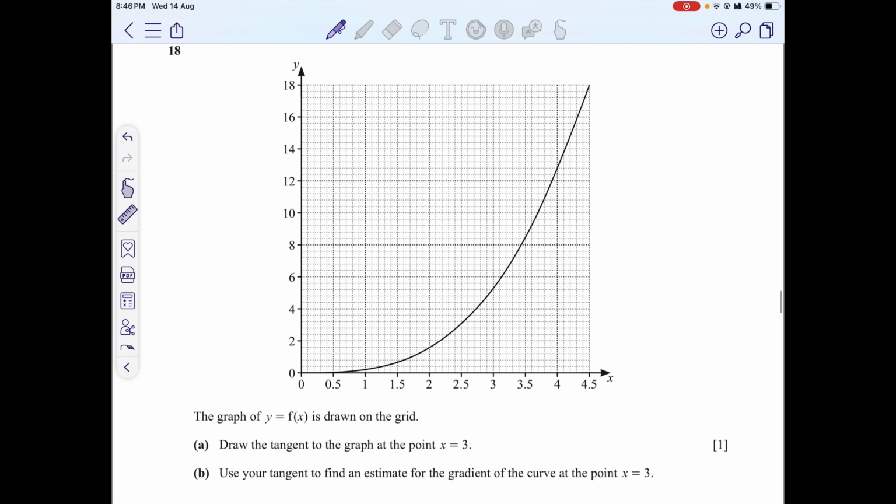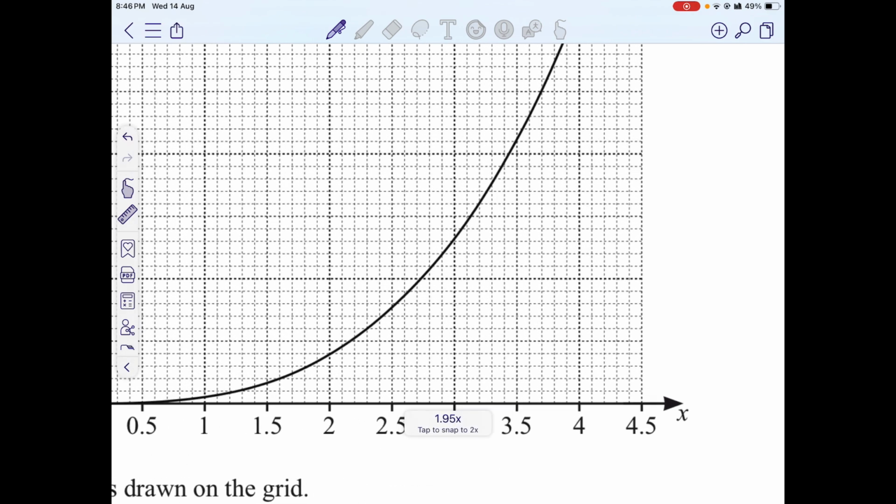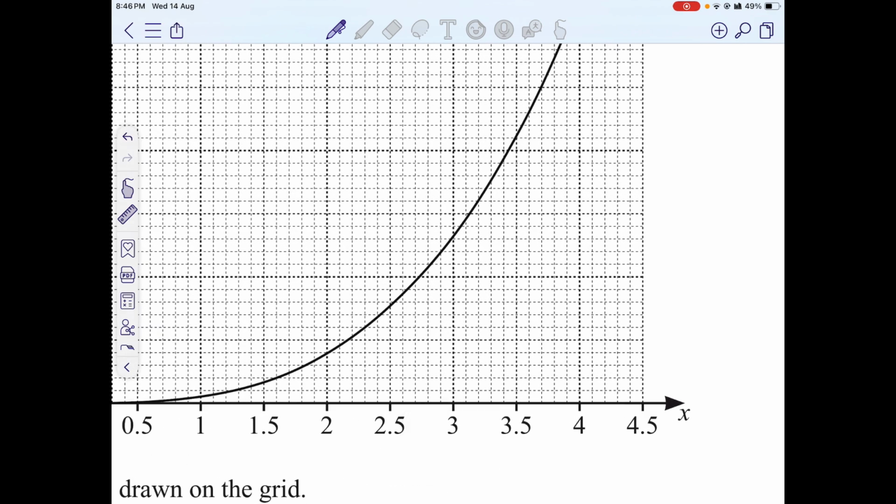Moving on, we have a graph question. So the graph of y equals f of x is drawn on the grid. Draw a tangent to the graph at the point x is 3. That means, what is the tangent? It would basically only touch the graph at this point. So we gotta take a ruler and be very careful. It should not touch the graph at any other point.